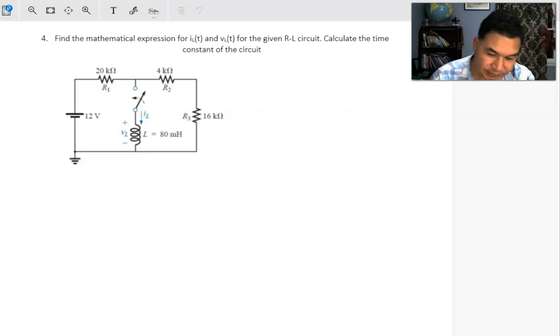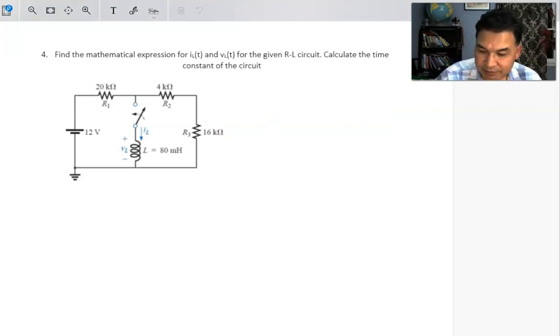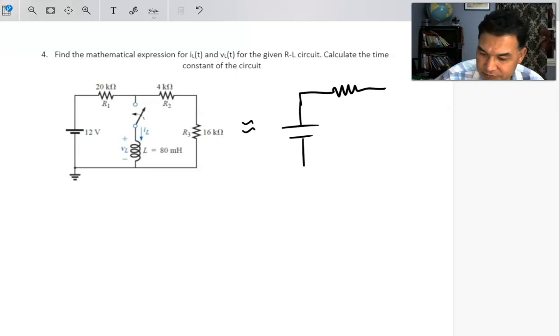So let's do that. Using Thevenin's equivalent circuit, first you have to convert this circuit into Thevenin's equivalent circuit. Thevenin's theorem says any complex network circuit can be reduced to just a single voltage source with a series resistor. And then you put this inductor as your load. Your inductor is your load now. So this is the basic idea.